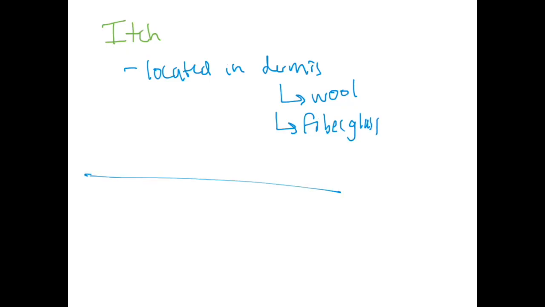So if I drew my skin, I draw a hole right there, and let's say it maybe goes down there. And in the skin, I know I have this dermal border, and maybe right down here I have an itch receptor. So I have a piece of wool or a piece of fiberglass going down that pore and activating that itch receptor.